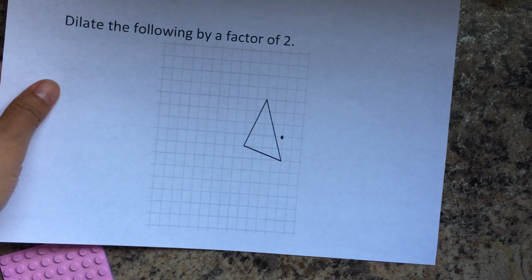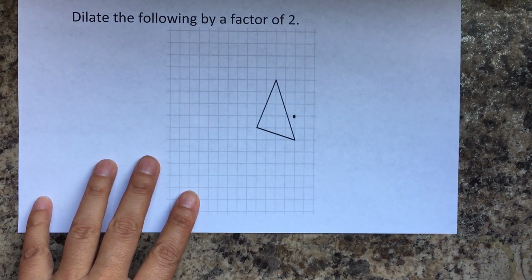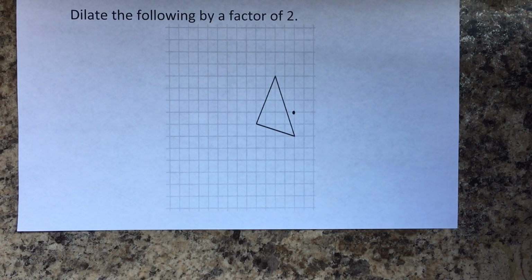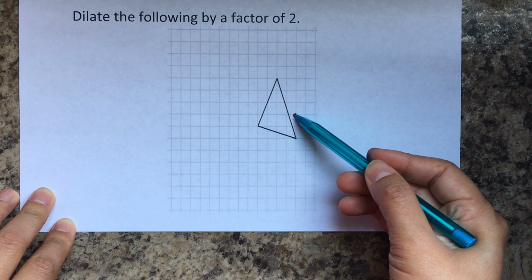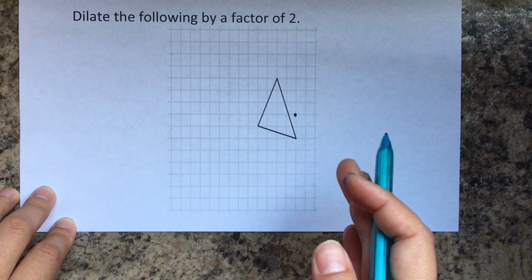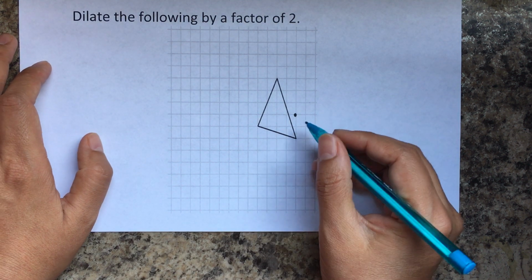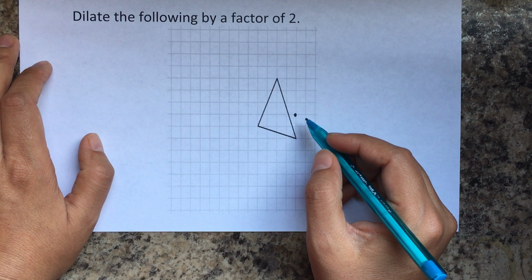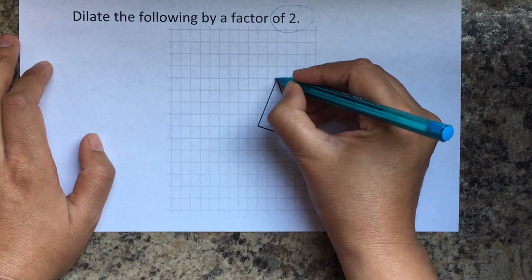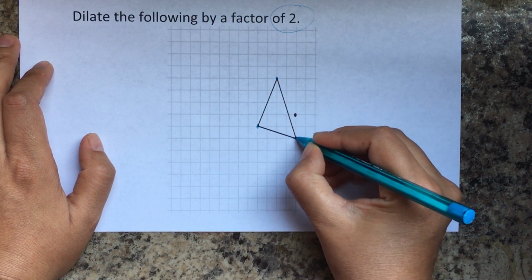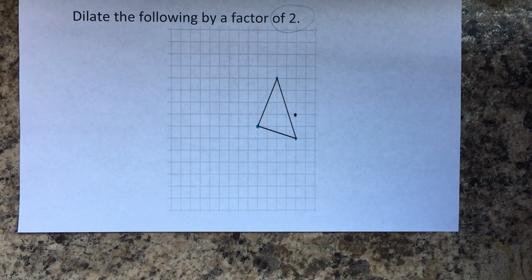So it says dilate the following by a factor of 2. Remember that if you need to pause the video to copy the shapes, that's fine, but the point is right here. Or you might want to see first the explanation and then go back and take the notes. Okay, so it says to dilate the following by a factor of 2, given this point as the point of dilation.